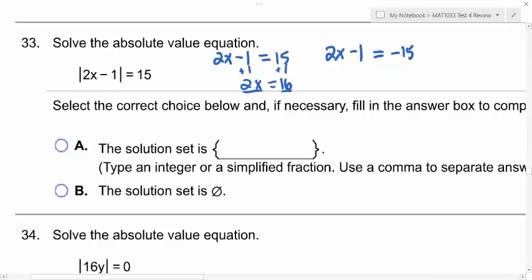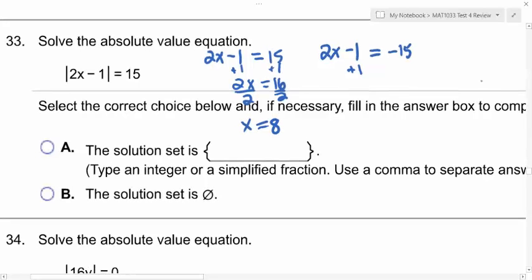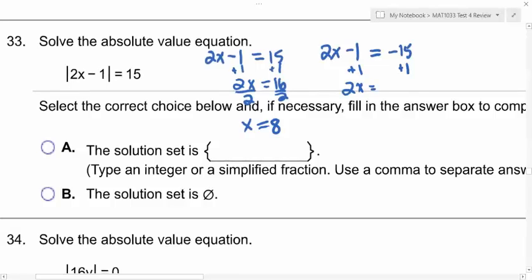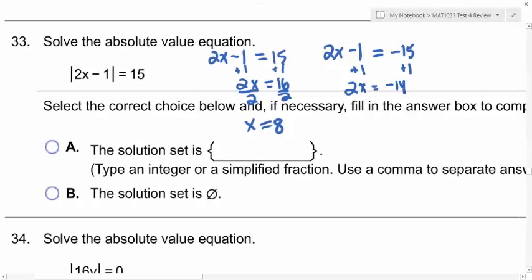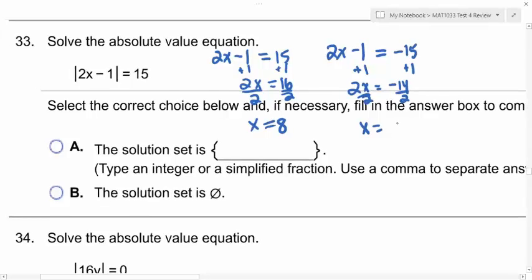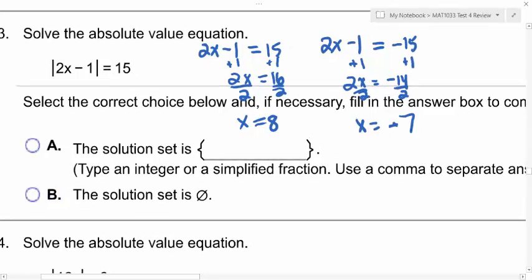So what solution? It would be 8 and negative 8. Oh, no, it would not. Not negative 8, so you have to actually work it out. So what would the negative answer be? It would be negative 7. Very good. Because negative 15 plus 1 is negative 14, which when you divide by 2 gives you negative 7.